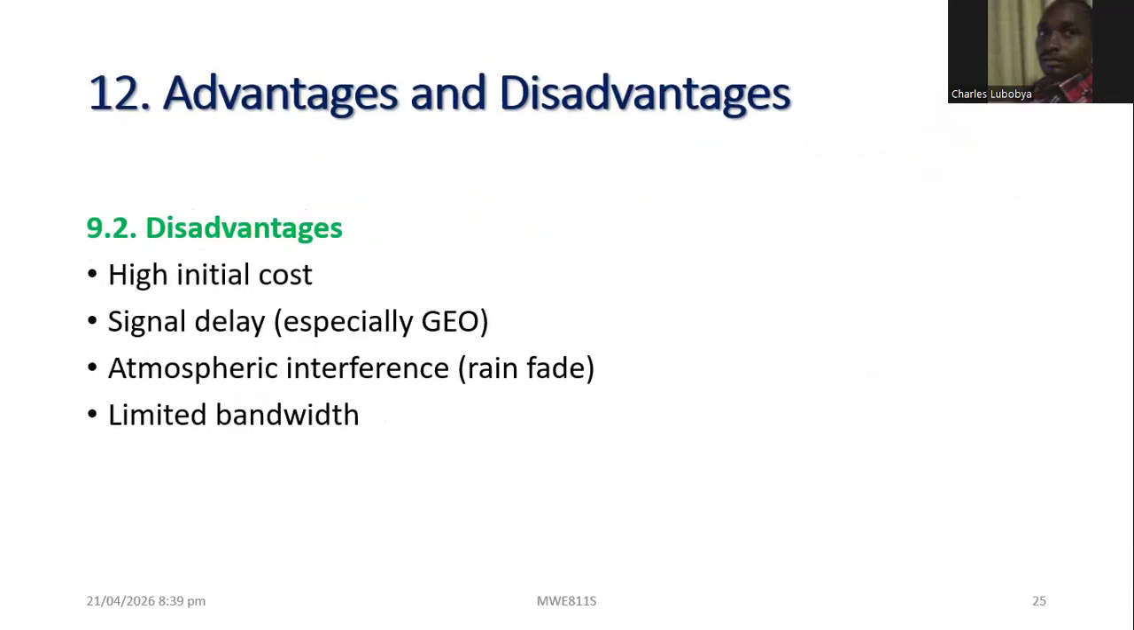But there are also disadvantages. The initial cost to launch this satellite is very high. Remember, there is that calculation we did for signal propagation delay. So there's always that delay, especially for GEO. Satellites are also affected by interference, especially in the rain season. You find that the signal quality tends to be poor. So signals are affected by atmospheric interferences, including rain. There is also limited bandwidth for some platforms. So you can't operate them over very wide bandwidth.